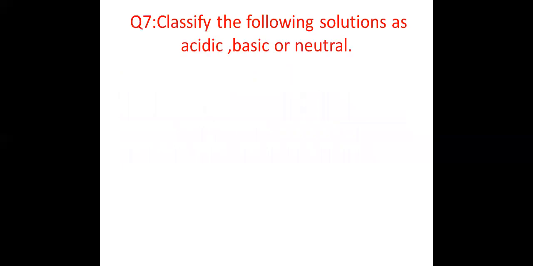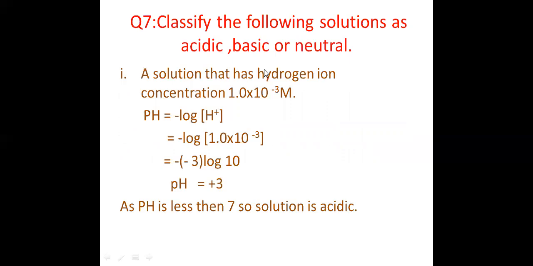Next question is classify the following substances as acidic, basic, or neutral. So in order to classify them, we have to find out the pH of this solution. The first solution has a hydrogen ion concentration of 1 into 10 raised to power minus 3 molar. So we will find out the pH, which is negative log of hydrogen ion concentration. So negative log of this will give us the pH, negative of negative 3 log 10. Log 10 I told you is equal to 1. So negative of negative 3 is positive 3. As 3 is less than 7, the pH is less than 7, so the solution is acidic.